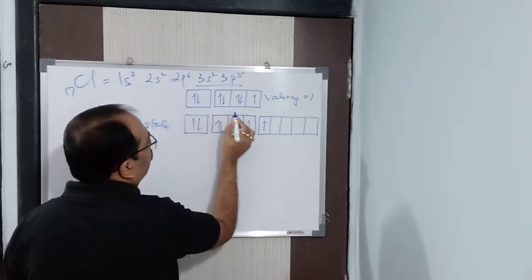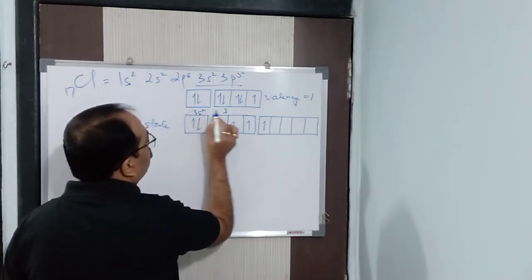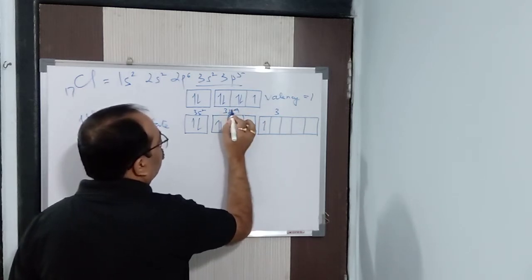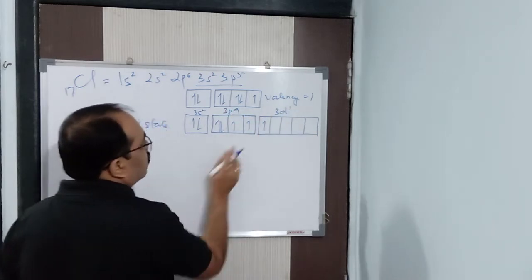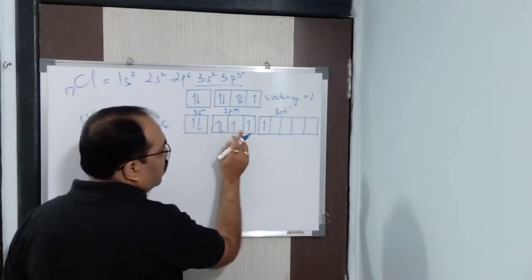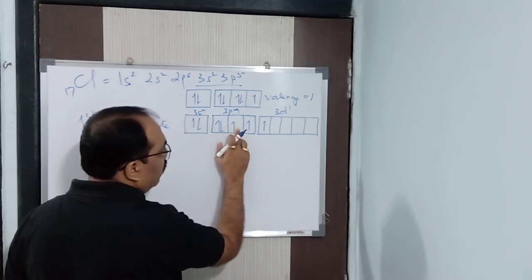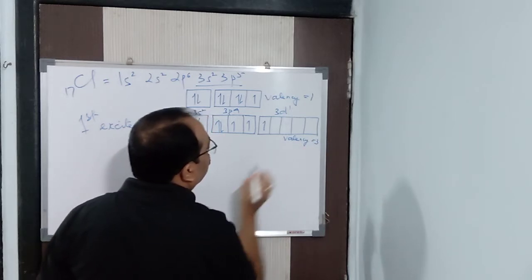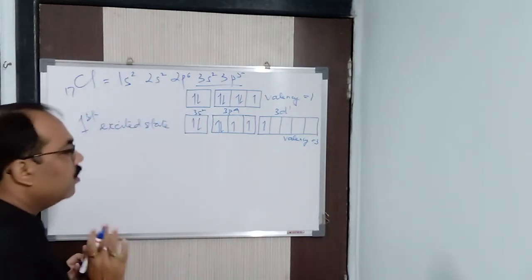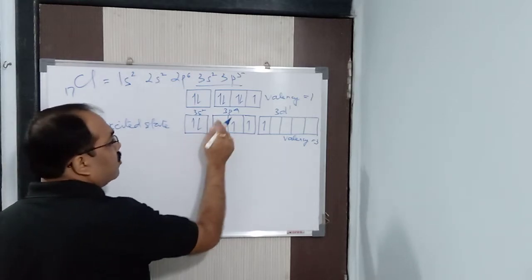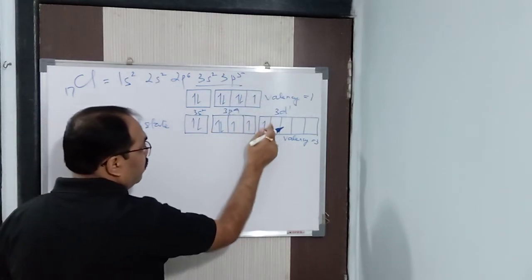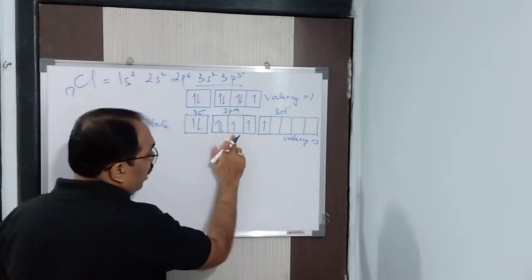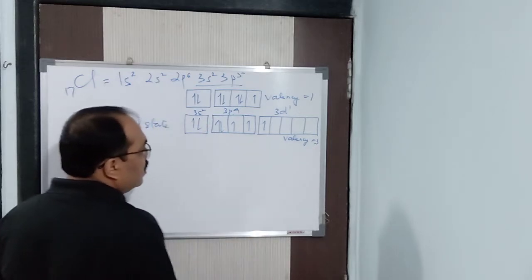Hence you will have 3s2, 3p4 and 3d1. How many unpaired electrons are there? 1, 2, 3. So its valency is 3. Now when I provide some energy to it, 1 electron from the p subshell will jump into the vacant d subshell. As you can see here, this particular electron jumps into the vacant d subshell. And hence you have 3 unpaired electrons, due to which its covalency is 3.